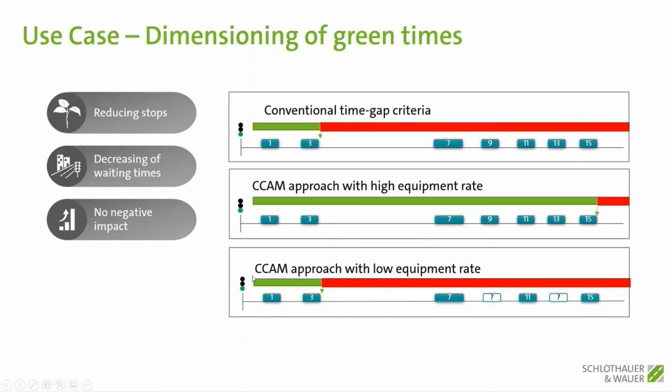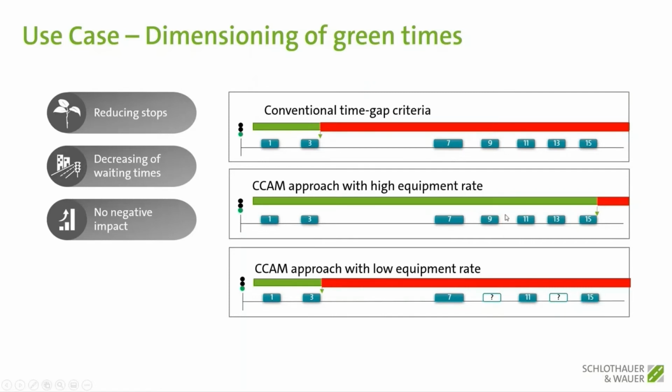And for the last approach here, we have CCAM, but we cannot measure all the vehicles because they're not equipped. So old cars here, one here. So we do the same equation, just check how many green we need per car, and we see, oh, it's too much time for each car. So we will also decide just to stop the green here. So compared to the conventional time gap criteria, there's no change here.